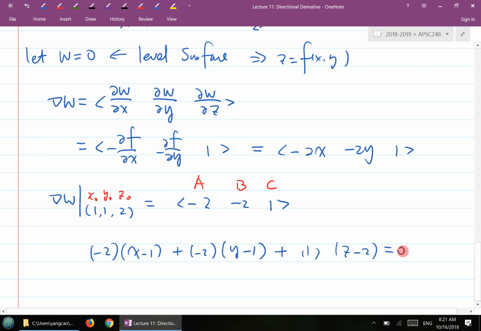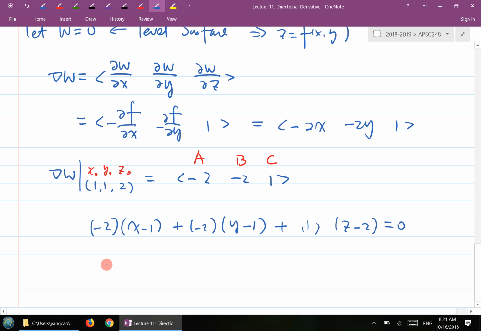Okay. So a little bit of simplification, you get negative 2x, positive 2, positive 2, so 4 minus 2 is 2. So negative 2x minus 2y plus z is equal to negative 2. Okay. That's the solution for this one here.